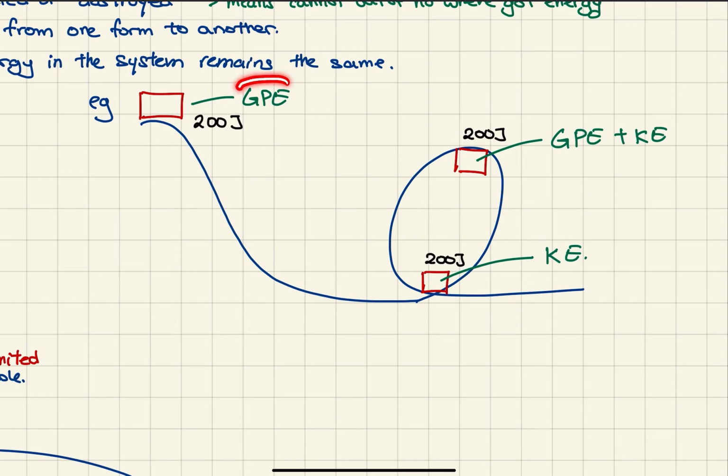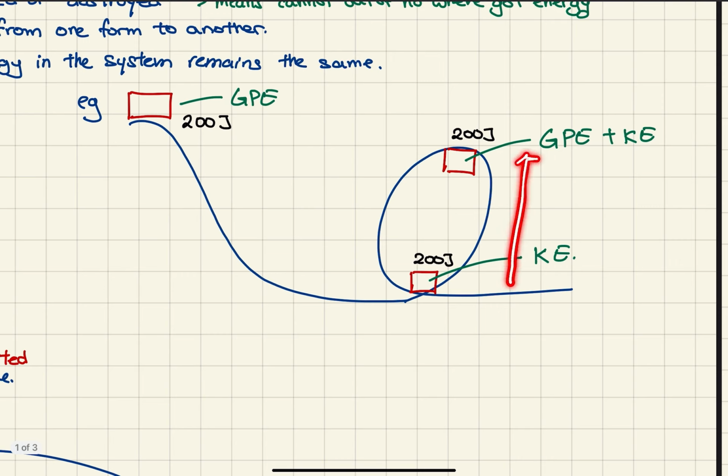At the height, there is only purely gravitational potential energy because there is height, and it's not moving. When it's at the bottom, it is moving very fast in this direction. It only has kinetic energy. Whereas at the top, I have a sphere that is going in this direction, so there is some form of kinetic energy, but because of this height difference, there is also gravitational potential energy. But I just need to take note that 200 joules, 200 joules, 200 joules all remain the same.